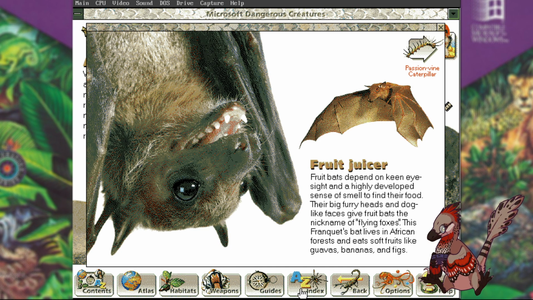This Franquet's bat lives in African forests and eats soft fruits like guavas, bananas, and figs. Are figs really soft? The last few times I've had a fig in my paws, I think it was not as soft as a banana.